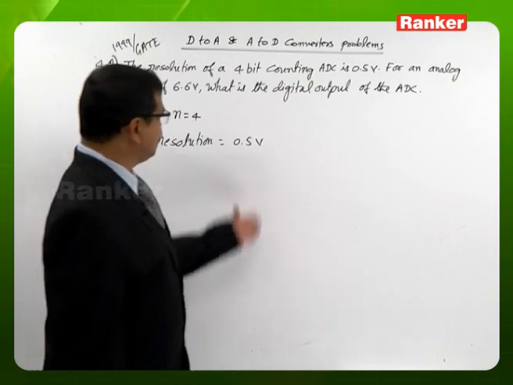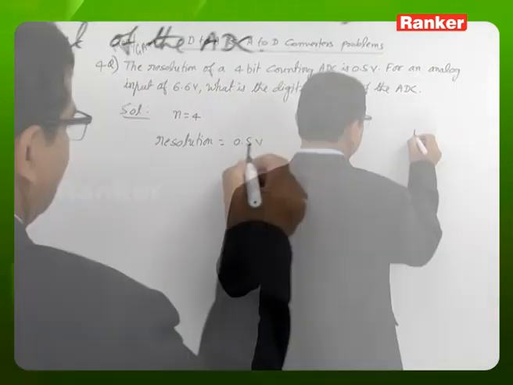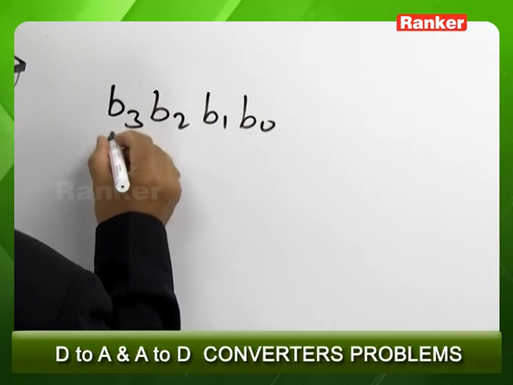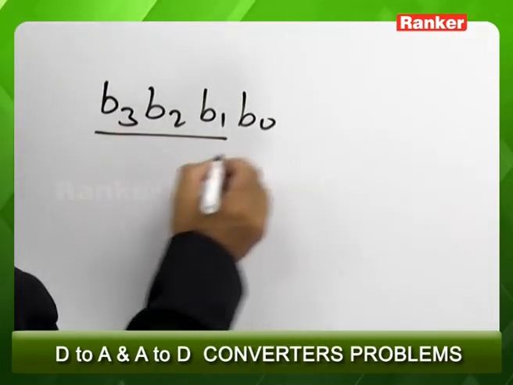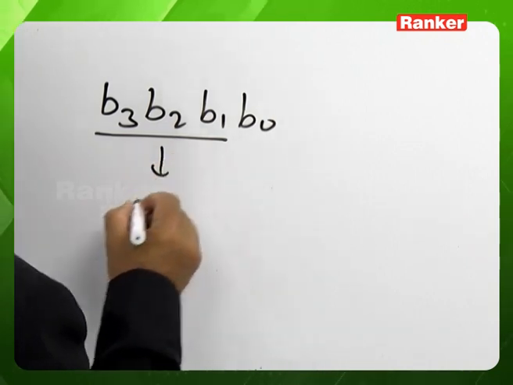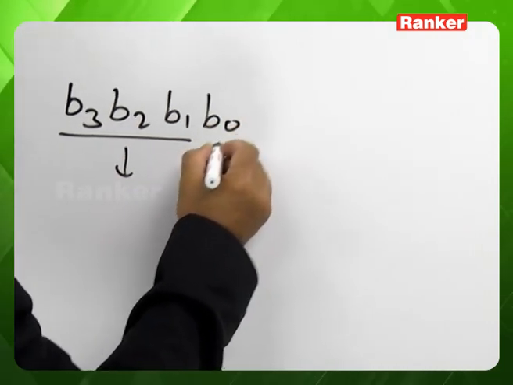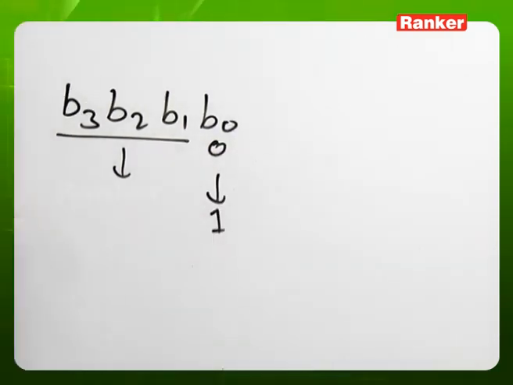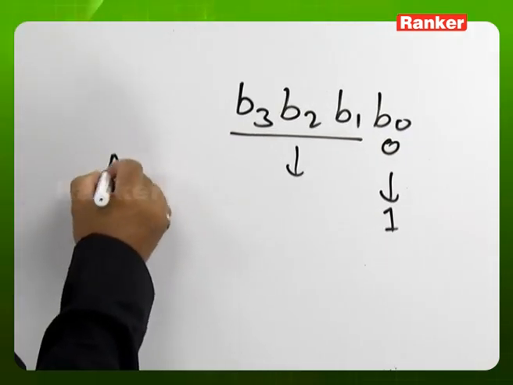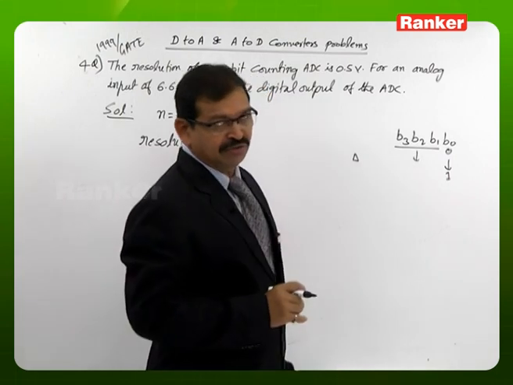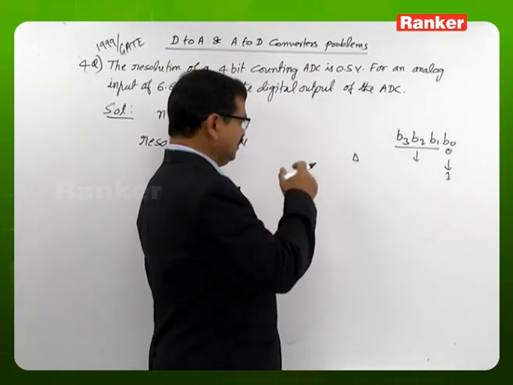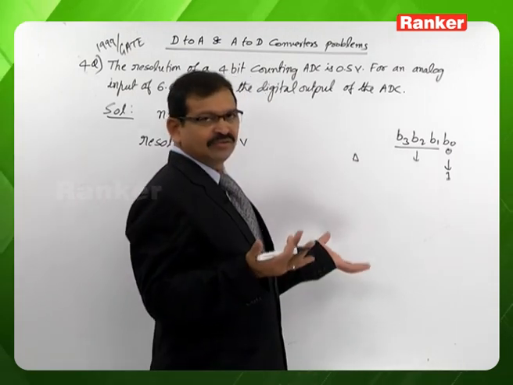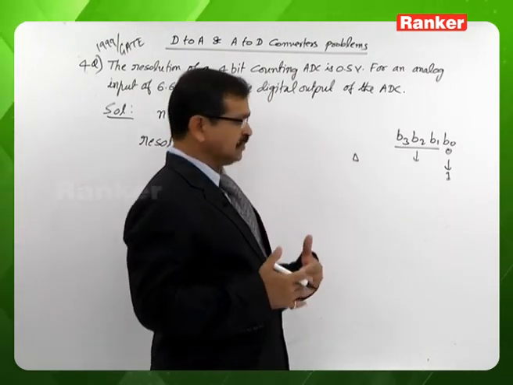It means, suppose in the 4-bit case, the bits are B3, B2, B1, B0. These 3 bits remain the same, but B0 has to change, say 0 to 1. For the change of B0, what is the smallest possible input signal change we need? This input signal may be a voltage signal, may be a current signal, the one which is going to be converted to the digital form.